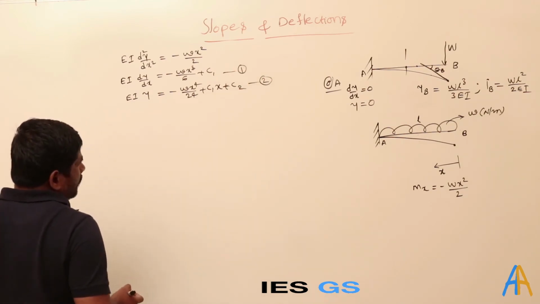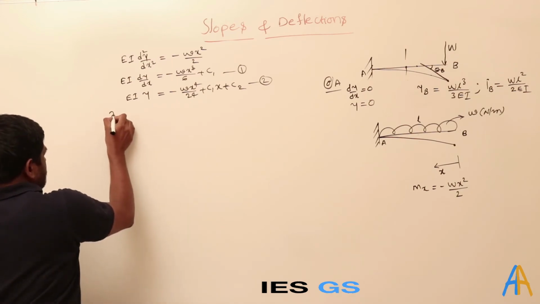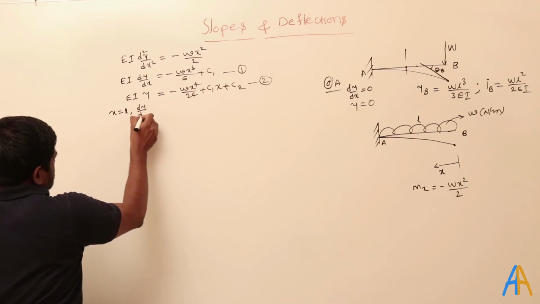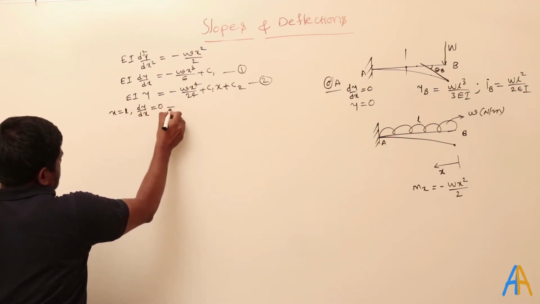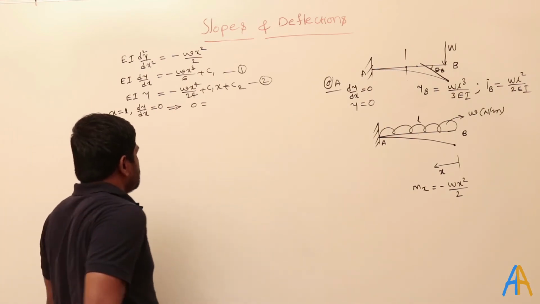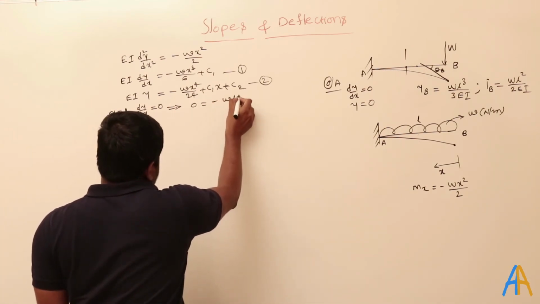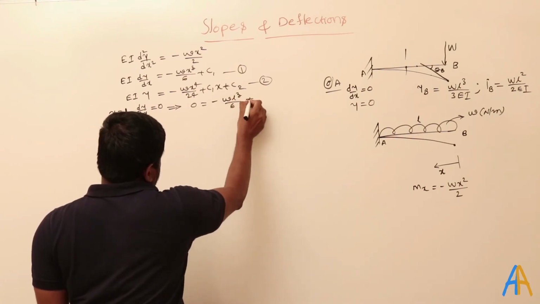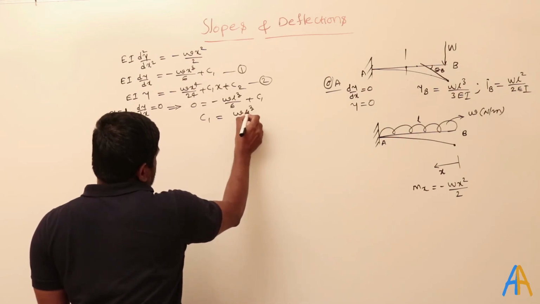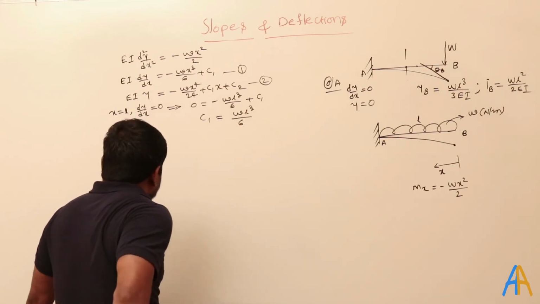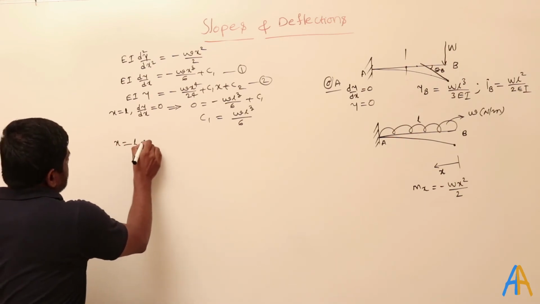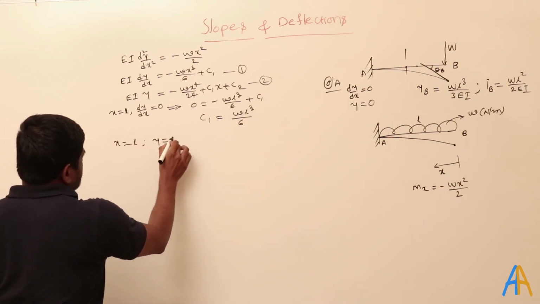Okay, at the point A, what is happening? At x equal to L, dy by dx equal to 0. That means 0 equal to minus w L cube divided by 6 plus c1. That means c1 equal to w L cube divided by 6 here. Okay, and when I substitute x equal to L, then the deflection here is 0 at the point A.